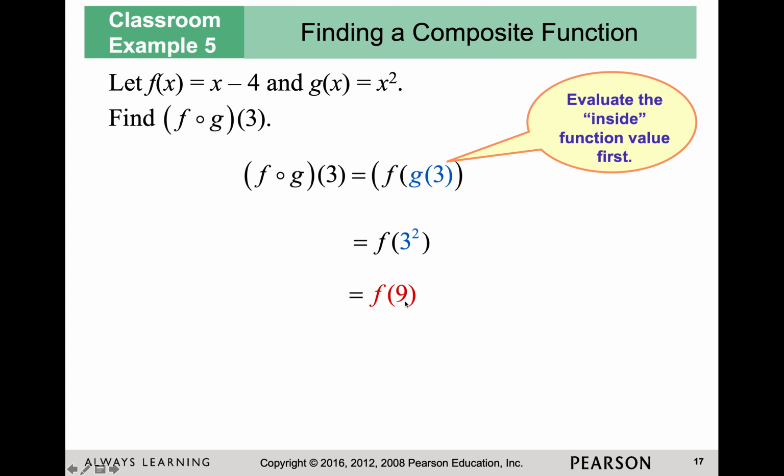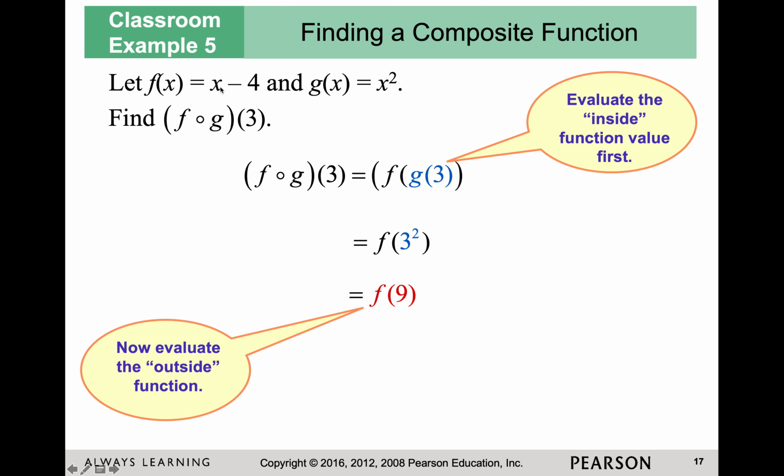I know that 3 squared is 9, so now I need to find the f of 9. So what that means is instead of an x in f, I'm going to write a 9. So that's the outside function. And so my final answer is a 5.